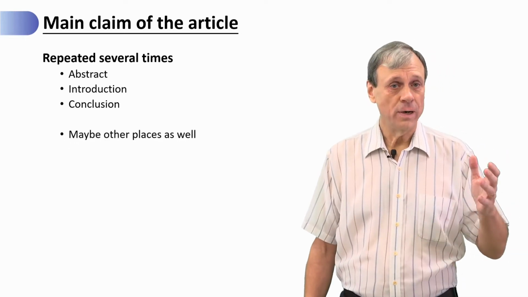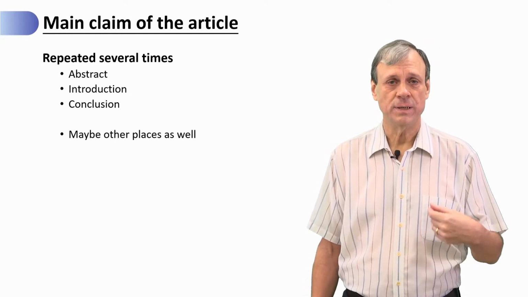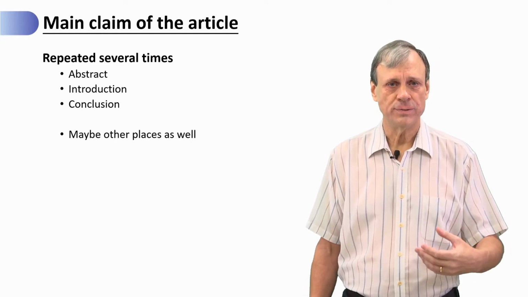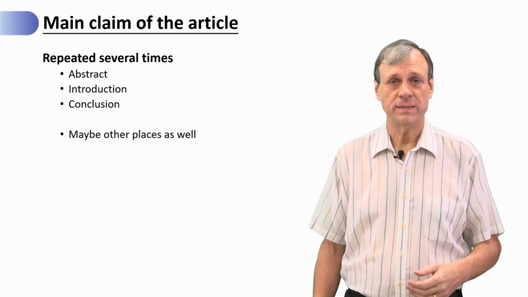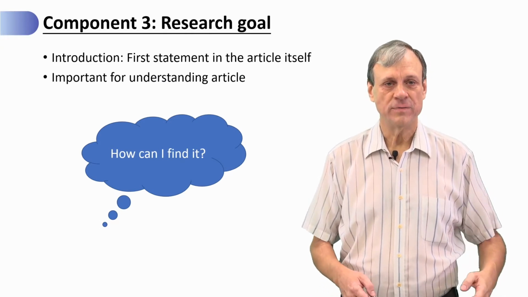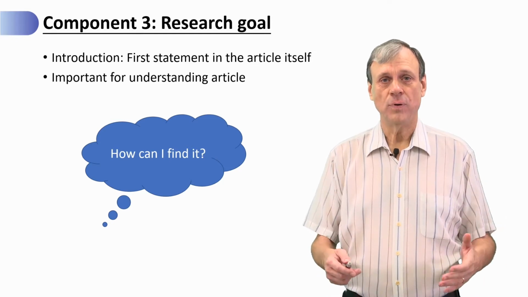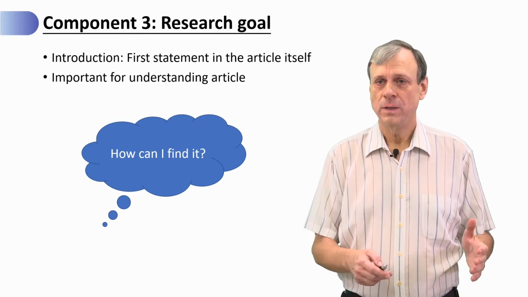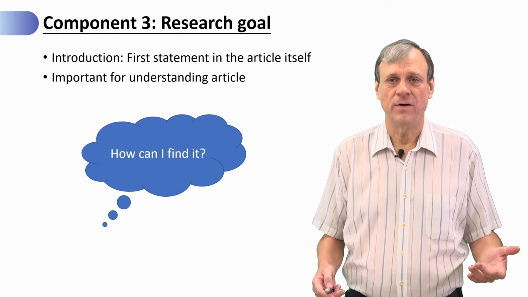There may also be other places throughout the article. For instance, at the beginning of a section, it may remind readers of what the research goal is as a way of setting the tone for that section. So again, for the research goal, the first statement of this officially is in the introduction. And therefore, it's important for understanding the whole article. So it's important to find it. And you may wonder, well, how can I find it?